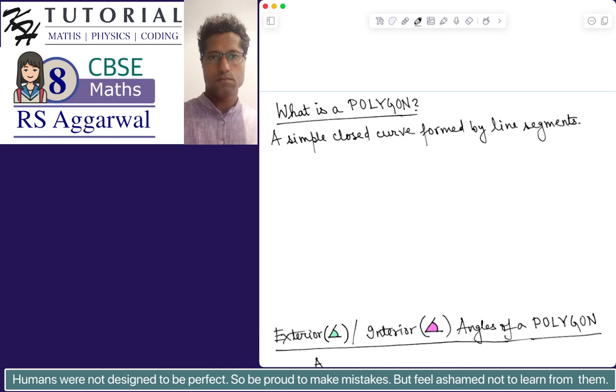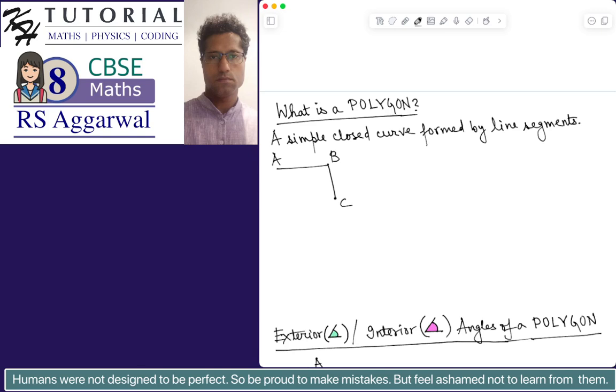Now, let's say if I have two line segments, this curve is formed by line segments. Let's say AB is the one line segment, and BC, let's say, is the another line segment. So this figure is a curve formed by two line segments AB and BC, but it is not closed. So definitely, as you can see, using two line segments, we cannot form a polygon, because using two line segments, it will never be closed.